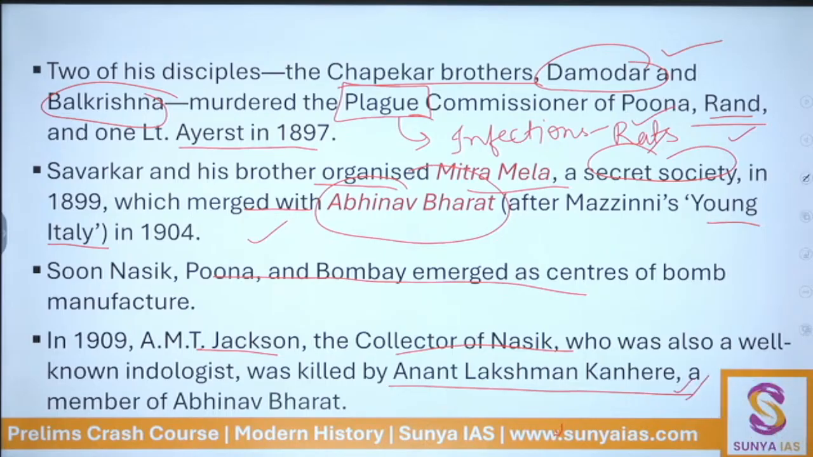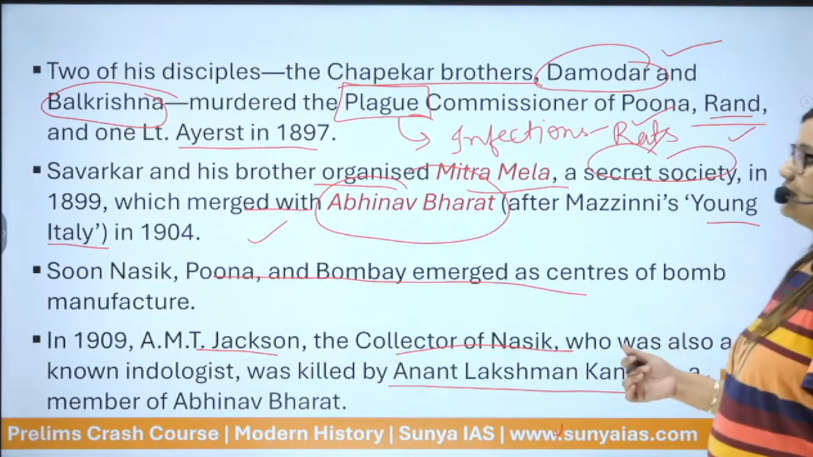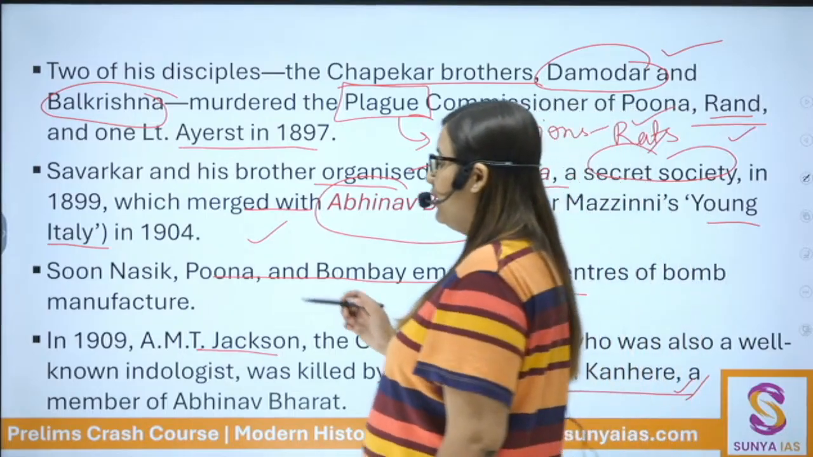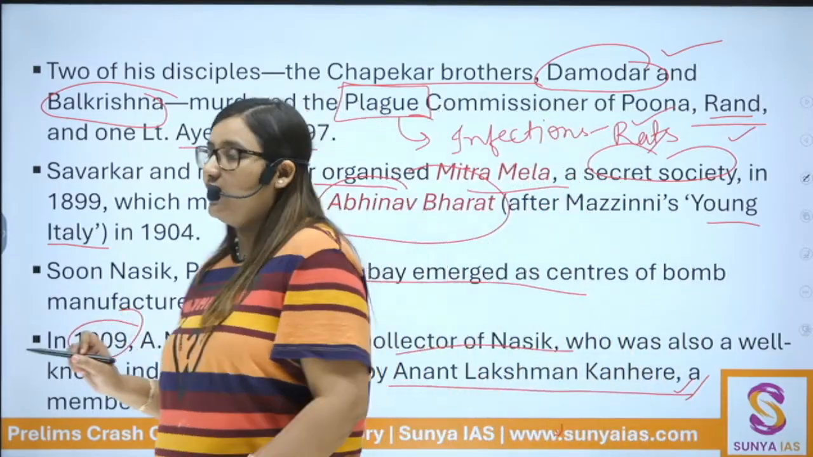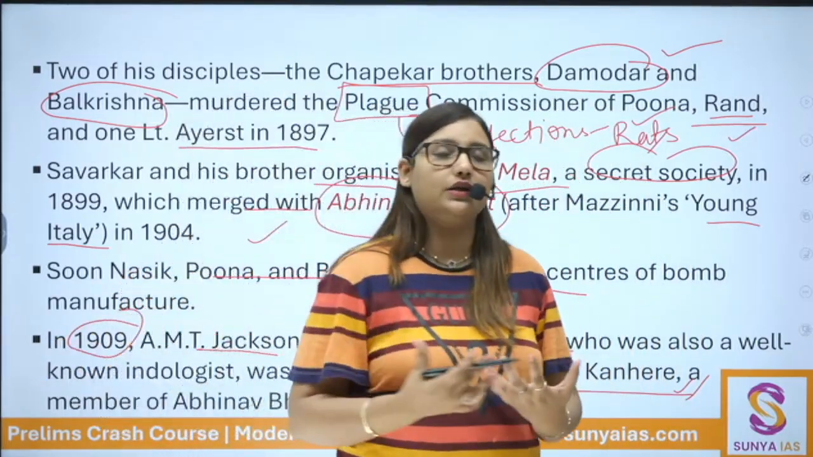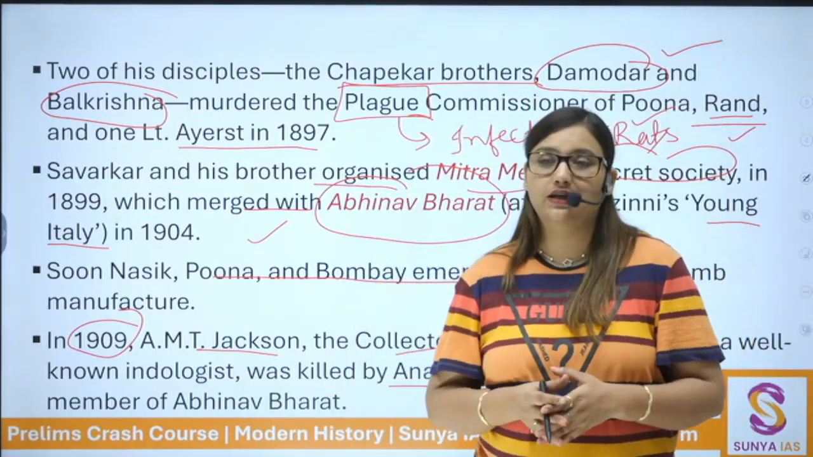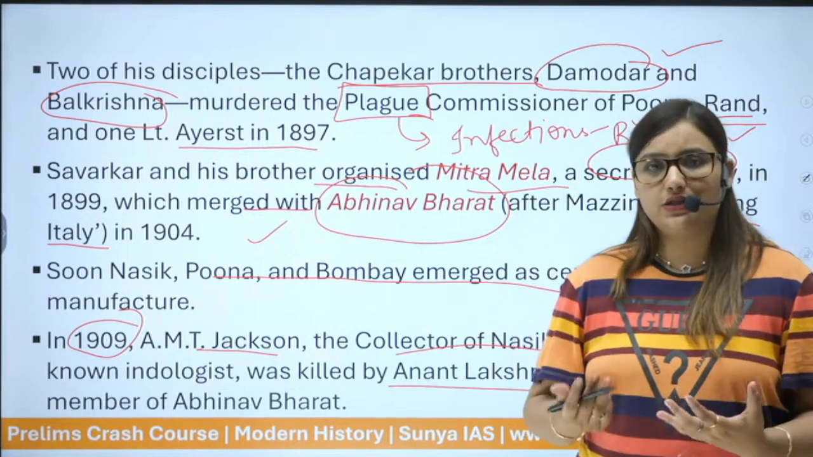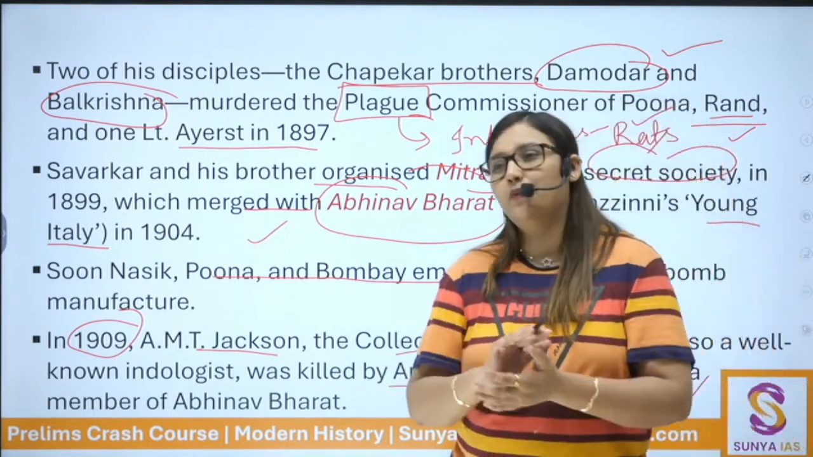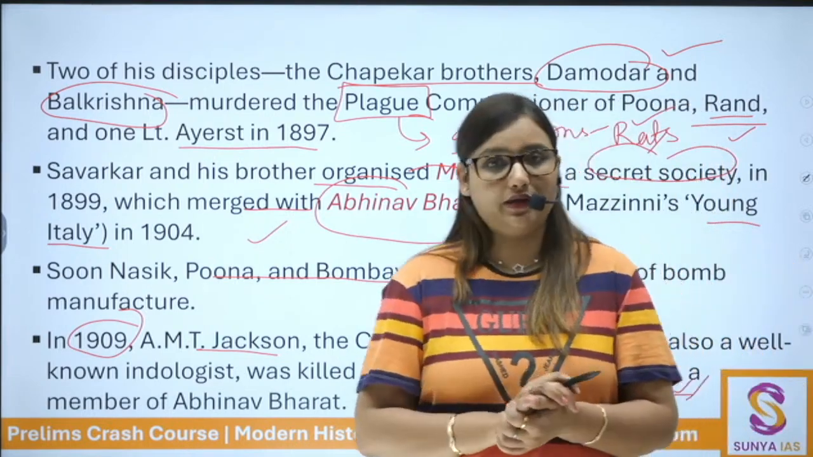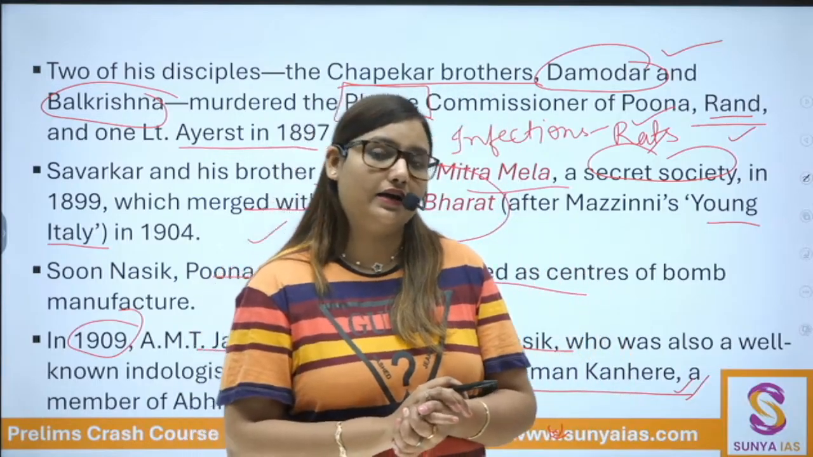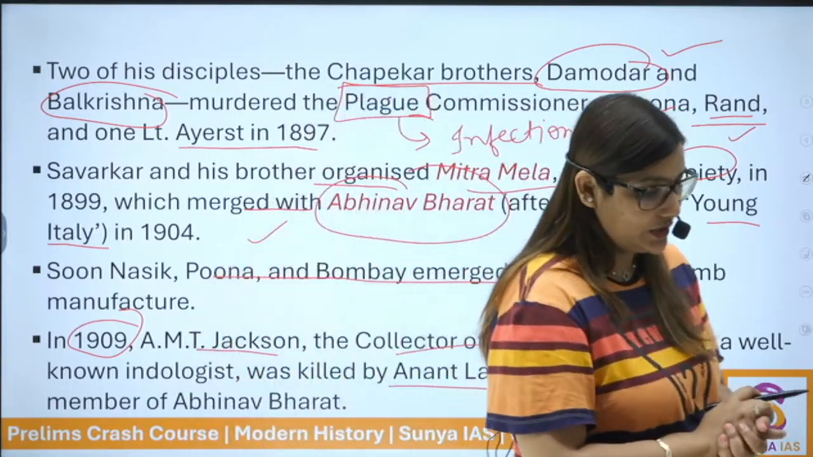Anant Lakshman Kanhare, member of Abhinav Bharat, killed the collector of Nasik. Okay, so here you can see how people started reacting, and they knew that somehow the government policies are not fine for the Indians, and they lost trust in the Congress leaders also. That's why they thought to behave like this and started the revolution in this way.